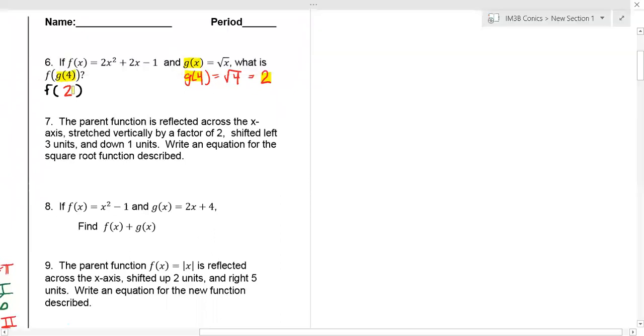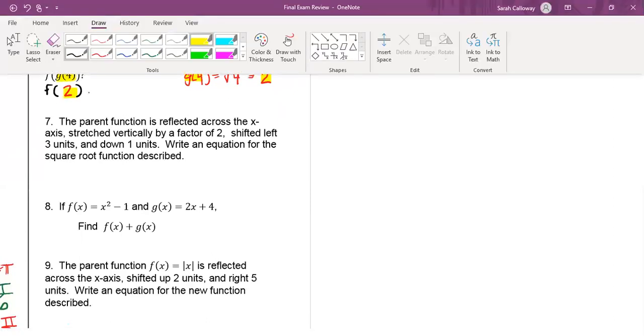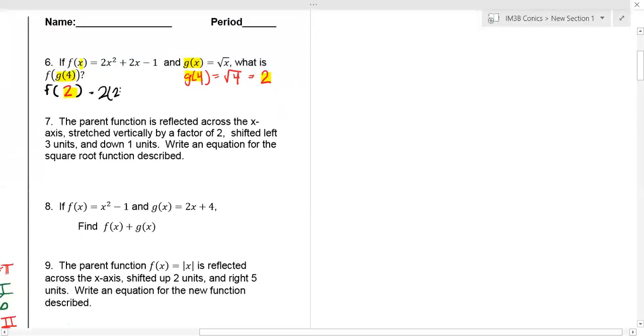Okay, so again, I'm building. So if I plug 2 now in for f of x, f of 2 is going to give me 2 times 2 squared plus 2 times 2 minus 1. So 2 squared is 4, times 2 is 8, plus 4 minus 1. So that means that we're going to get 11.